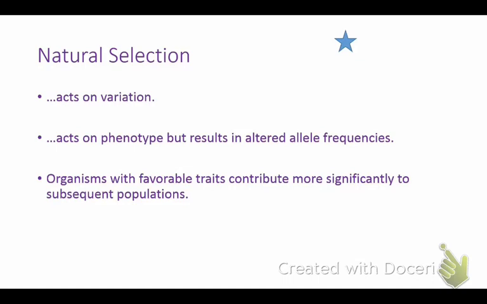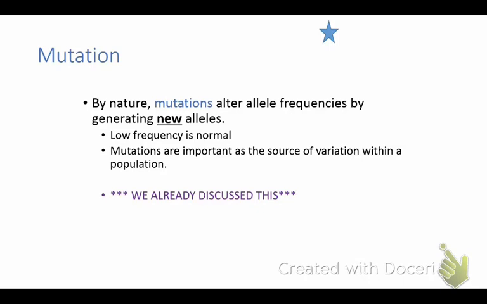We know natural selection acts on variation. It acts on the phenotype, but results in altered allele frequencies. Organisms with favorable traits contribute more significantly to the subsequent populations. Mutations alter allele frequencies by generating new alleles. A low frequency is normal. Mutations are an important source of variation within a population. This is what we already discussed.